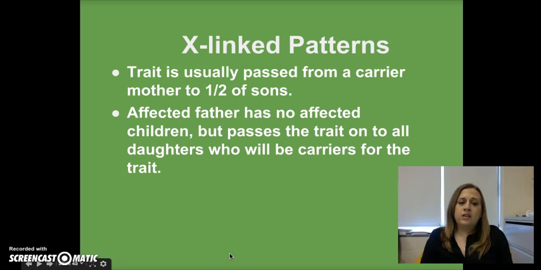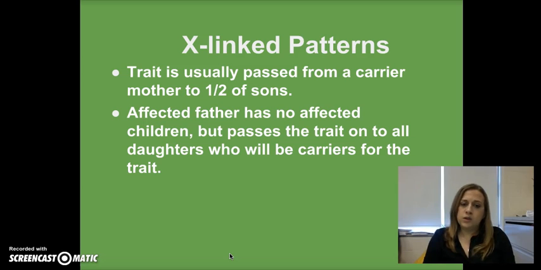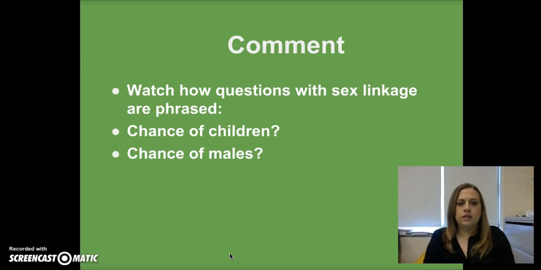So X-linked patterns. The trait is usually passed from a carrier mother to about half of her sons. An affected father has no affected children, but will pass on the trait to all of his daughters who will be carriers for the trait. So again, we've talked about this in class. I'm going to have a niece in a few months who is going to be a carrier for color blindness because my little brother is colorblind.